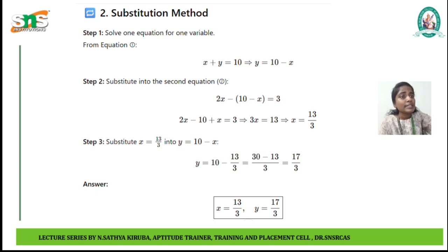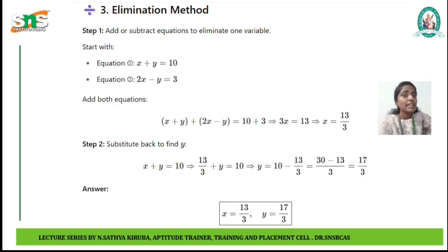When you plot this in a graph, you solve it by the graphical method. The elimination method is similar: you add x plus y and 2x minus y, solve the equation, and get the x value and the y value. So this is how a linear equation with one variable and two variables can be solved. First you should know how to solve, then you can apply those things in problems.